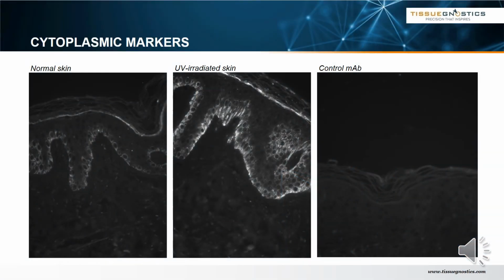This is an example from skin cancer research. We see here two biopsies. One that was taken in normal skin and the second one taken after UV irradiation. On the right hand side we have our control section stained with an isotype matched control antibody that shows the specificity of our staining; unspecific binding, as well as autofluorescence, can be quantified here.